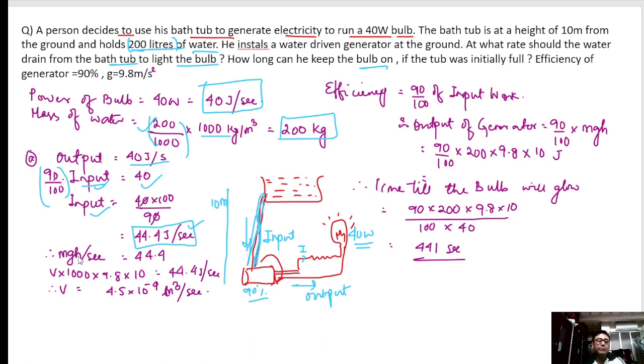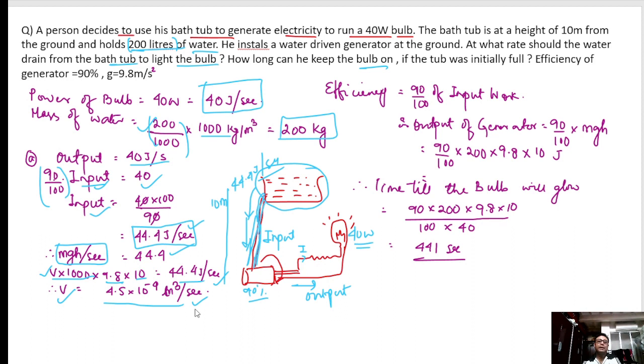Now that means the potential, and they are telling rate: the potential energy per second coming out should be 44.4 joules per second, because then only I can get 40 joules per second. So potential energy is mgh, so volume into density is the mass, into g into h should be 44.4 joules per second. So the volume of water coming out will be this much cubic meter per second.